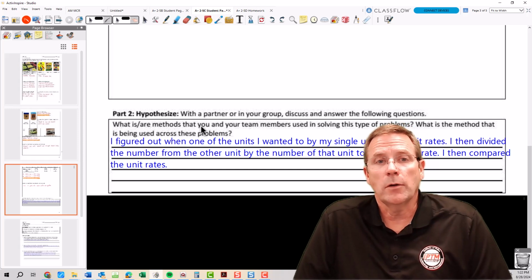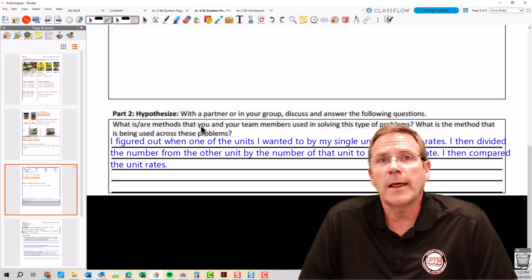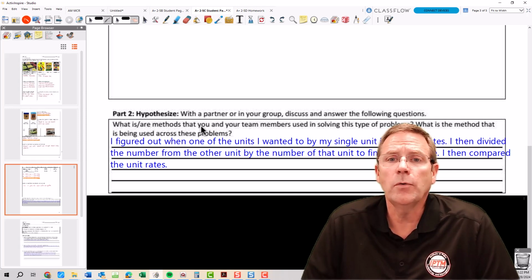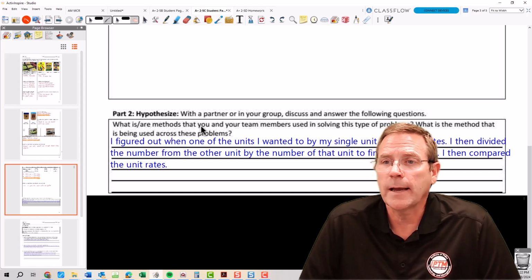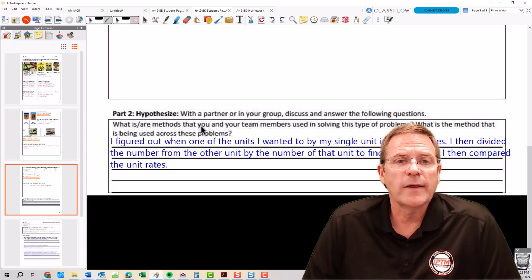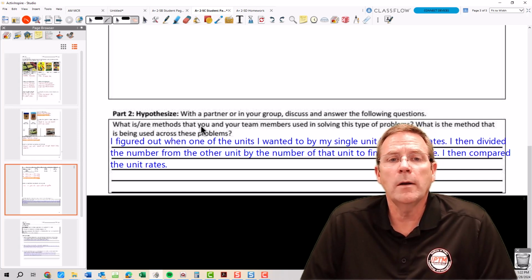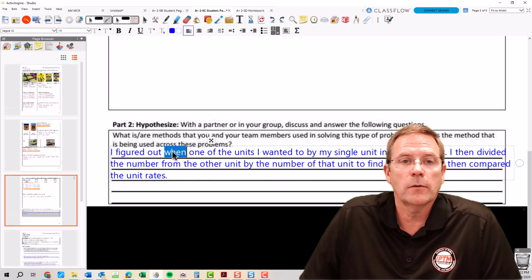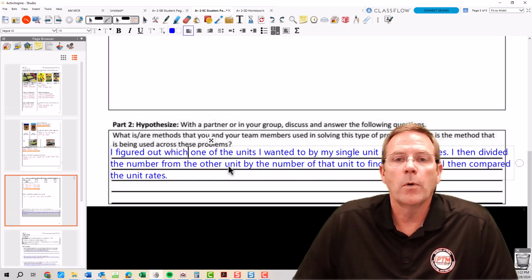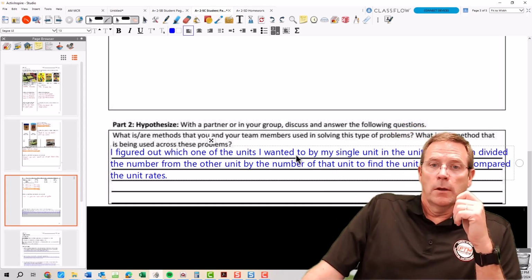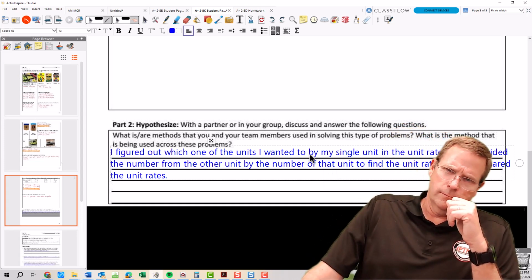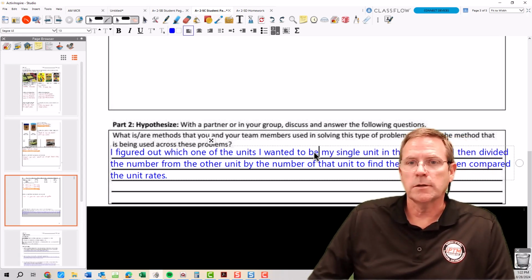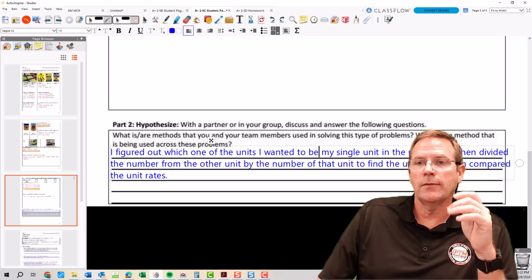It says, what are the methods that you used? And this is where we start working as a class again. What are the methods that you and your team members used to solve these types of problems? Well, what I wrote is I figured out which one of the units, that should be which right there, so let's change that word to which. One of the units I wanted to be my single unit in the unit rates.